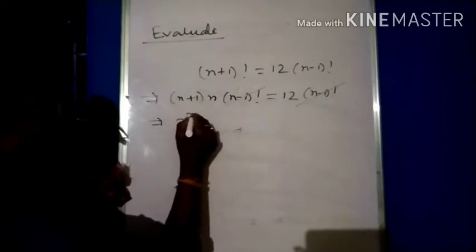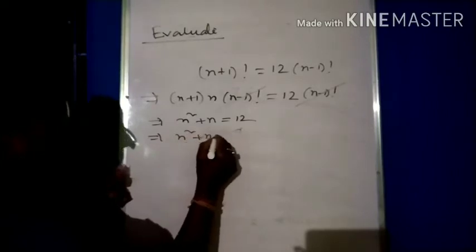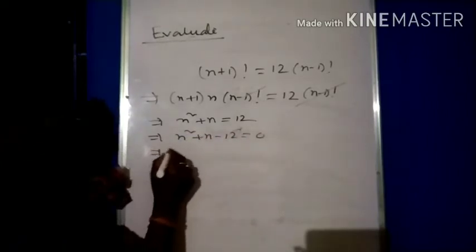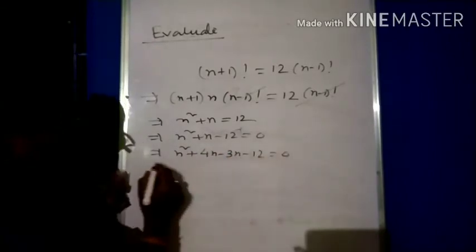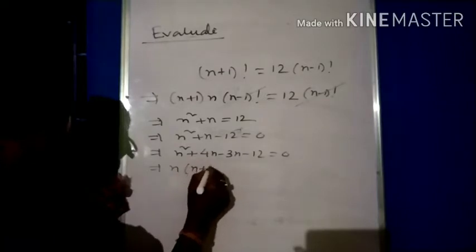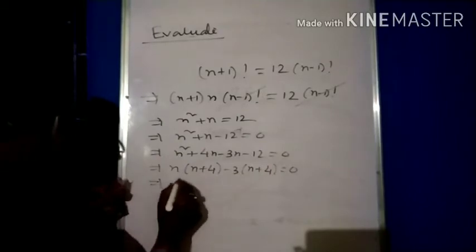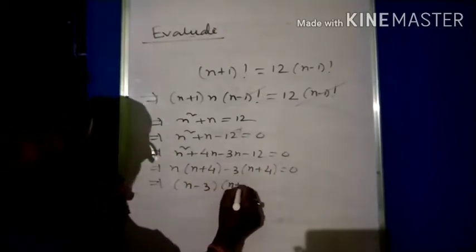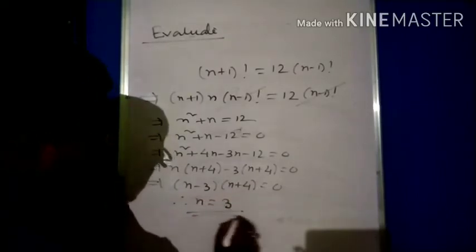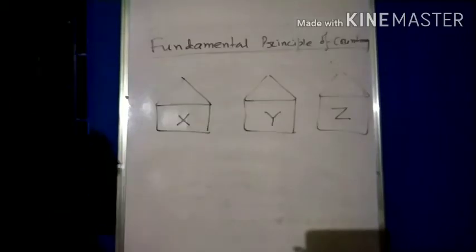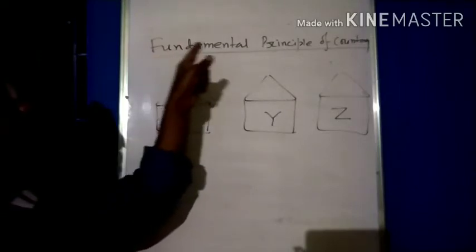So n into n plus 1, that is n square plus n, is equal to 12. So n square plus n minus 12 equal to 0. If we factorize, n square plus 4n minus 3n minus 12 equal to 0. So n common, n plus 4, minus 3 common, n plus 4 equal to 0. So n minus 3 into n plus 4 equal to 0. So n cannot be negative, so the value of n is 3. 3 is the answer.